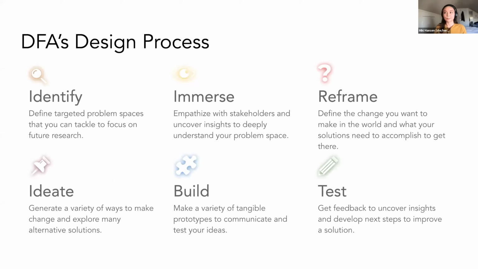This is the DFA design process. So first off, defining the problem space you're working on, then immersing yourself in stakeholders and users' perspectives by doing some user research, reframing the problem. So this involves defining the change you want to make in order to fuel your ideation. In ideation, you generate a variety of ways to make changes and explore many alternatives. Then you build, so that's creating tangible prototypes and trying to communicate your ideas in order to test it and get feedback from users and try to reiterate on that design.